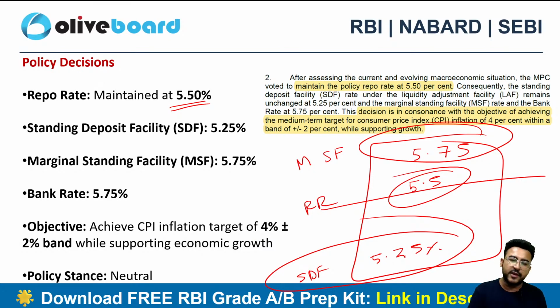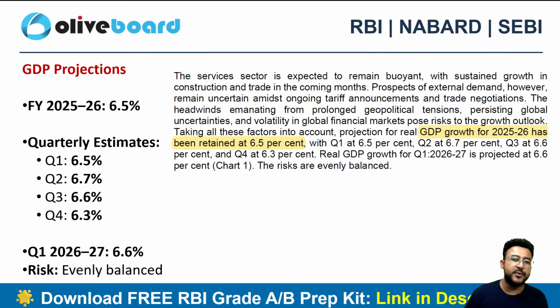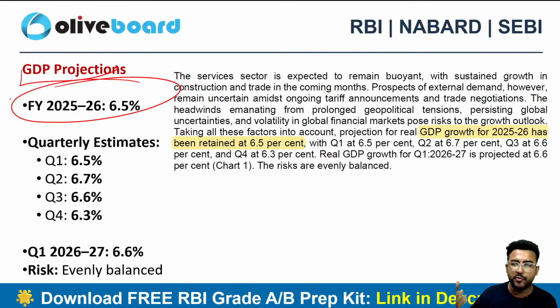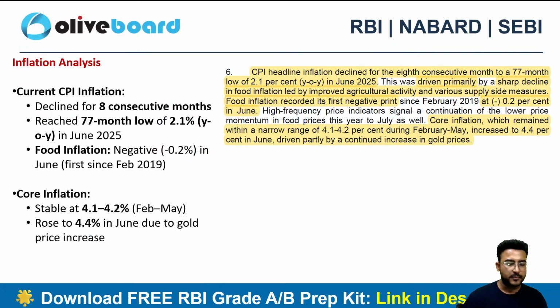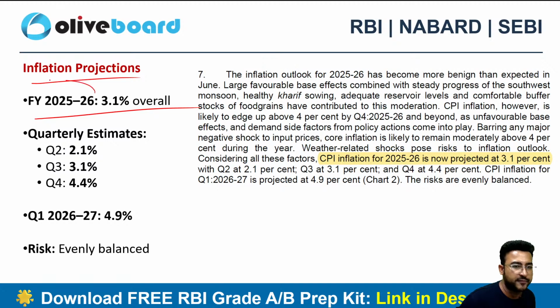And inflation is very well within the range band of 4% plus or minus 2%, right? The August month data is also released now. So again, inflation is very well within the range. Apart from this, I'll advise you to have a look at the GDP projection. The GDP projection for the financial year 2026 is 6.5%. Plus, you need to know the inflation projection as well. Your inflation projection here will be 3.1% overall, for the financial year 2026.